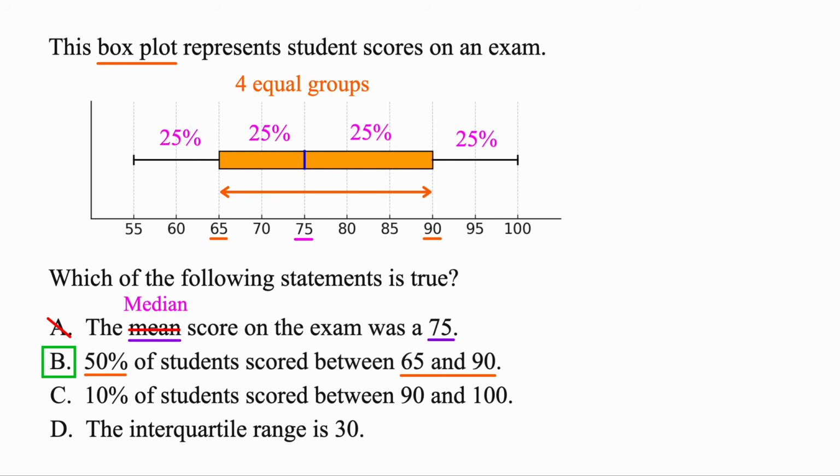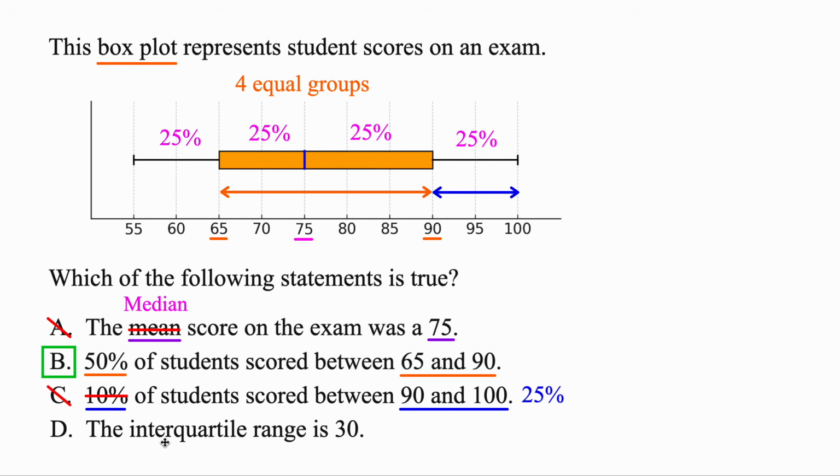But let's double check the other ones just to make sure. 10% of students scored between 90 and 100. Let's highlight that. Now 90 is here, 100 is here. Let's go ahead and show this. But looking up, we see, wait a minute, that's the whole whisker. That's going to represent 25%. So 25% of students scored between 90 and 100, not 10%. So C, that one's incorrect, just like we thought.